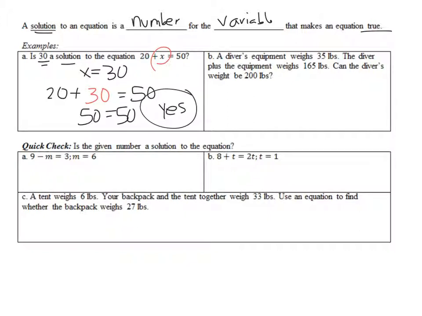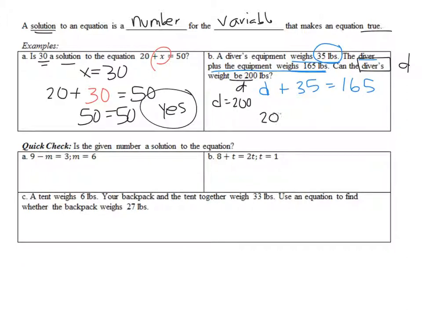B, a diver's equipment weighs 35 pounds. The diver plus the equipment weighs 165 pounds. So the diver plus the equipment, which we know is 35 pounds, is or weighs 165 pounds. Can the diver's weight, so that's D, can D be 200? So we're going to plug in D equals 200 and see if it's true. So does 200 plus 35 equal 165? No, it doesn't. The left-hand side doesn't equal the right-hand side.